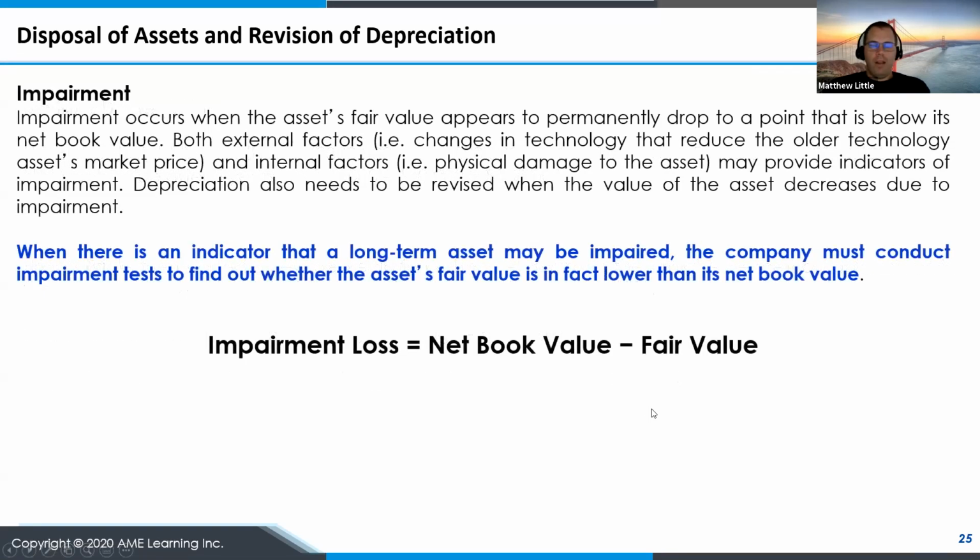All right, an impairment sometimes is when the fair value of your asset drops below your net book value. It could be a change in technology, a change in market price, or damage to the asset. Maybe, I hate to say it, knock on wood, a fire destroyed the asset, things like that. When there's an indicator that the asset is impaired, you must conduct tests to determine whether the asset's fair value is actually lower than the net book value. A little formula here says an impairment loss is incurred when your net book value less your fair value is a positive number.